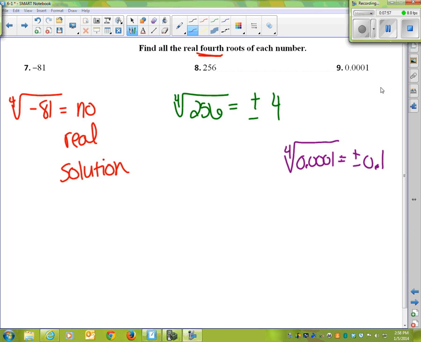All right, after typing it into your calculator, you should get 0.1, so we know that it's plus or minus 0.1. Okay, and that's the basics on finding your different roots in the calculator.